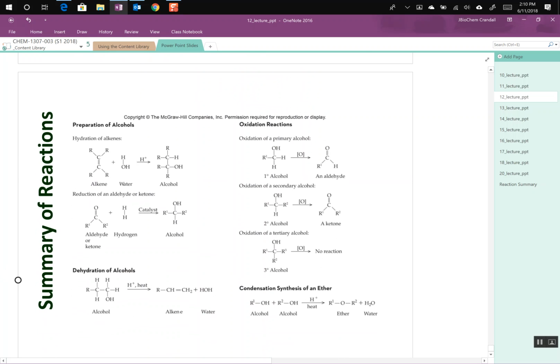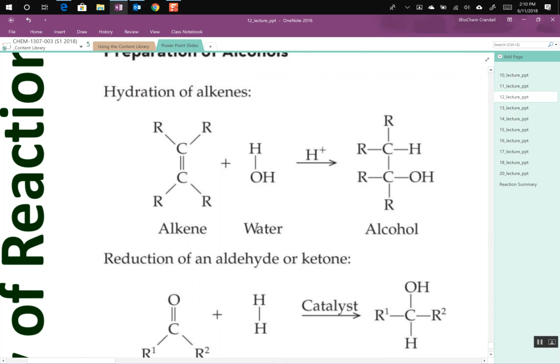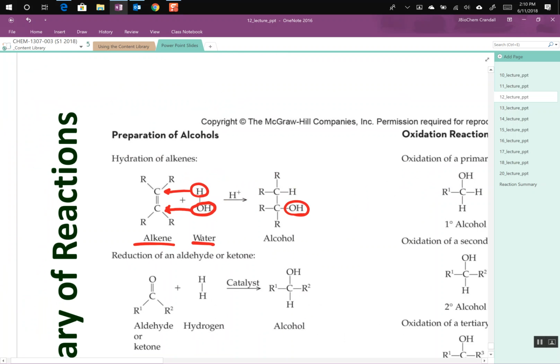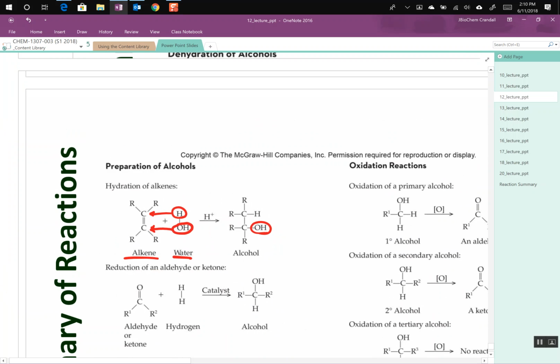Okay, so if I have, let's just make that bigger. If I have an alkene and I do an addition reaction with water, I'm going to hydrate it. If I do a hydration with this water, water is going to break up into two pieces. One of the hydrogens is going to go onto one of the carbons, and the OH is going to go on to the other one. That is going to produce an alcohol, an OH, right?